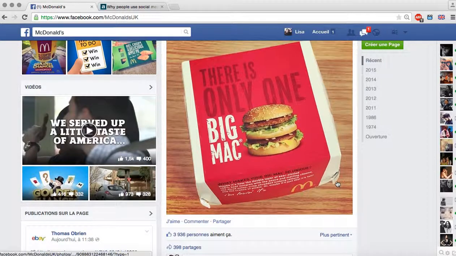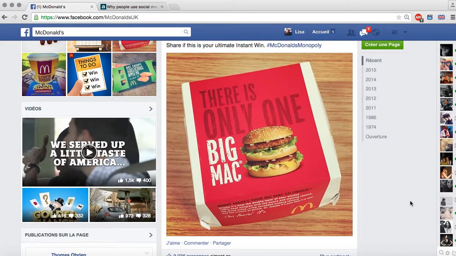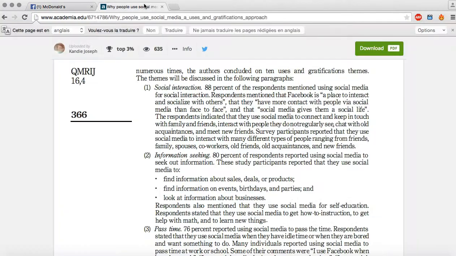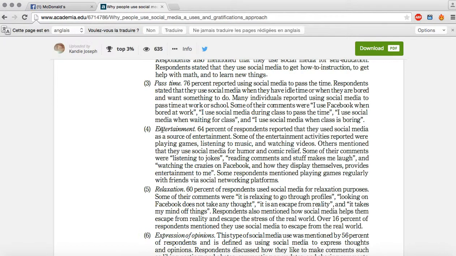So McDonald's wants people to interact, to share their content, and this is what was explained in the theme social interaction in the article. Then I found the entertainment theme in the Facebook page of McDonald's, which is in the article. It's the first theme, and 64% of responses reported that they use social media as a source of entertainment.